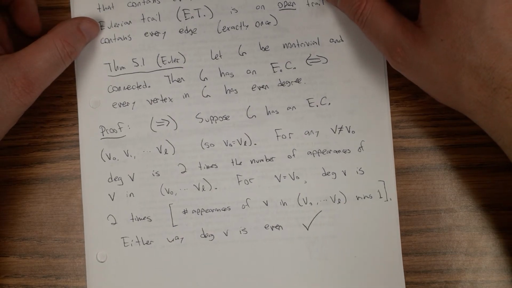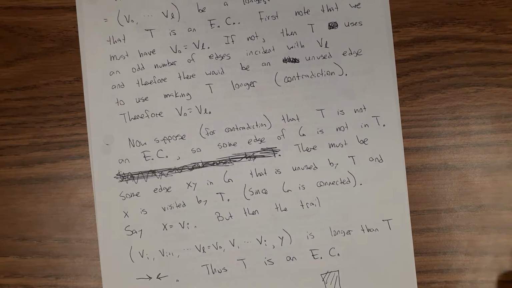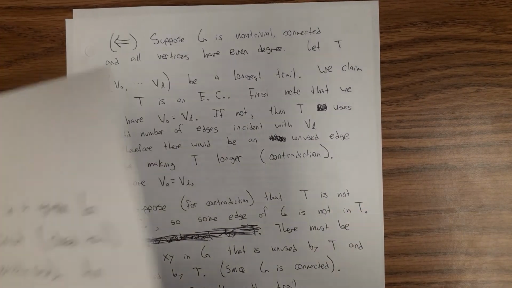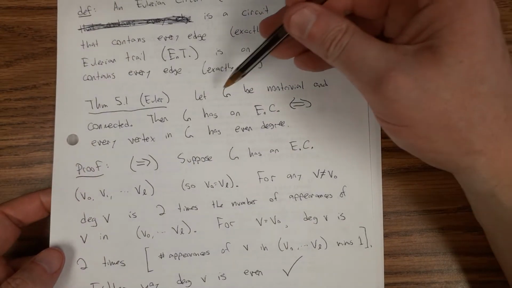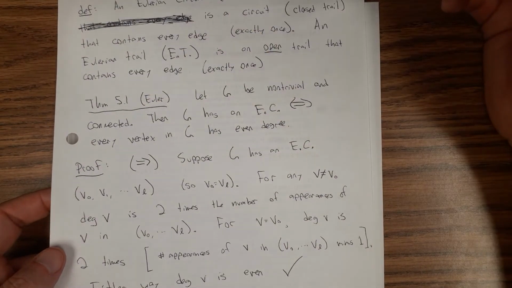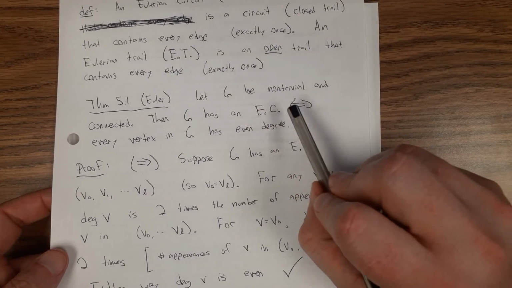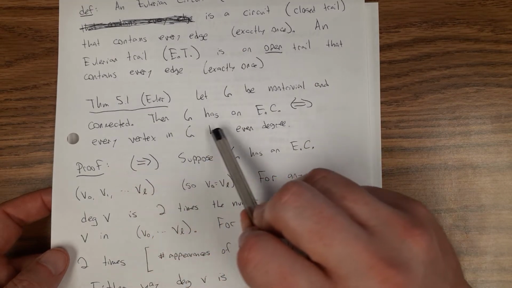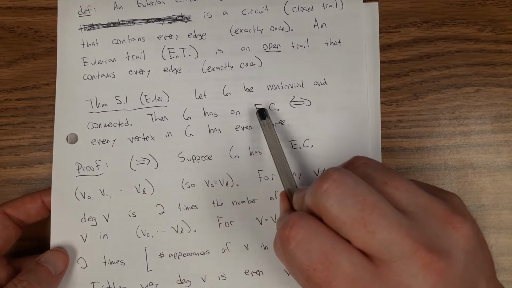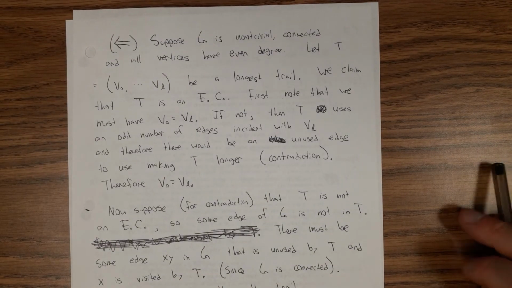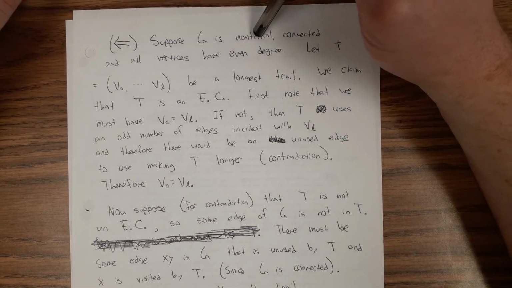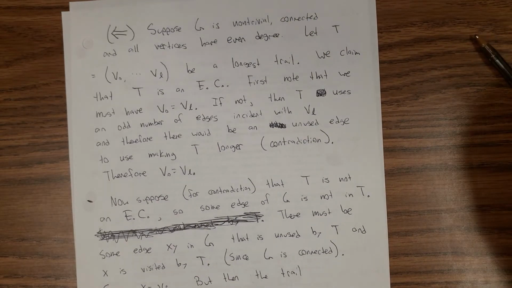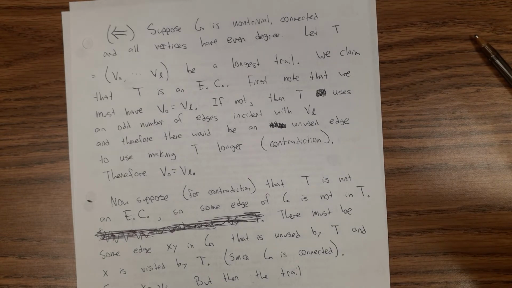Okay. Let's prove the other direction. So once again, here's the statement of the theorem. Throughout, we're assuming that G is non-trivial and connected. But now I'm proving the backwards direction of this implication, meaning that I'm also going to assume that every vertex has even degree, and then my job is to show that G has an Eulerian circuit. So that's what I'm assuming: G is non-trivial and connected, and all the vertices have even degree. And my job is to show that there's an Eulerian circuit.